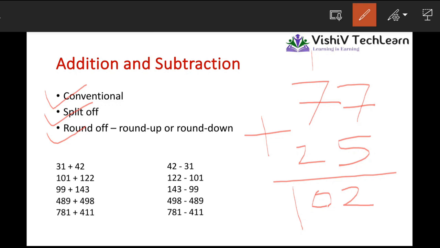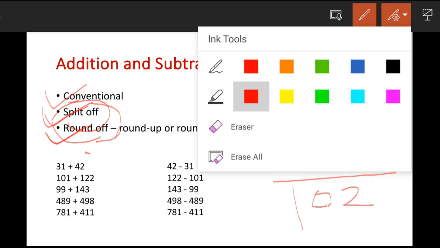Now instead of using the conventional method, if we use split off and round off, that makes the calculations quicker as well as correct. The problem with the conventional method is it gives the answers correct, but it takes time as well as it needs pen and paper. So instead of this, if we use the split off method and round off method, it gives the answers in a very short time, and we don't need pen and paper for calculations. That is the importance of split off and round off. Okay, now let's see how we can apply these methods.